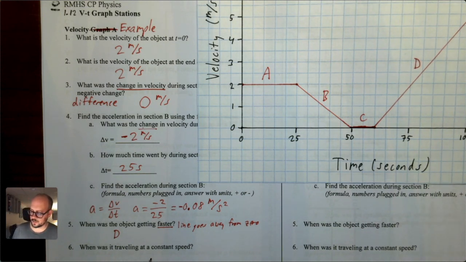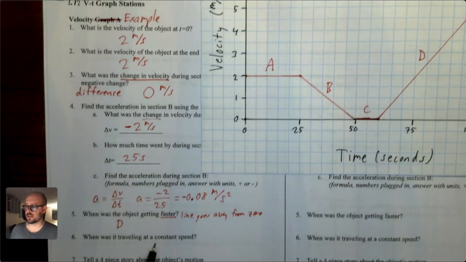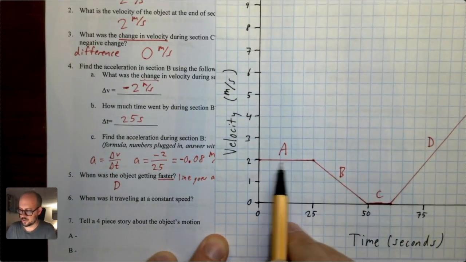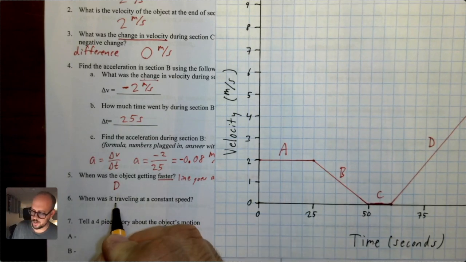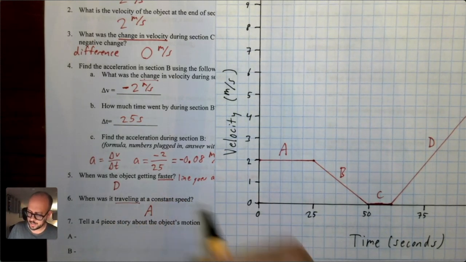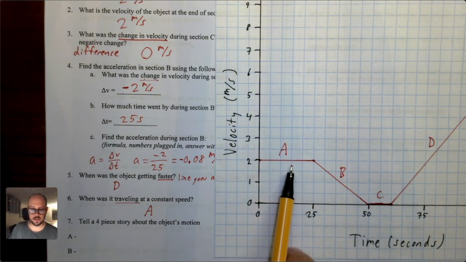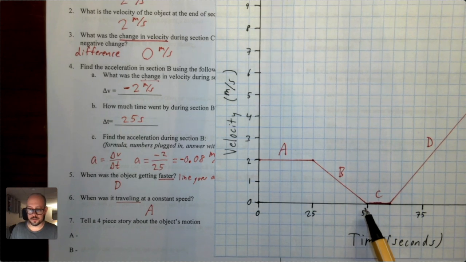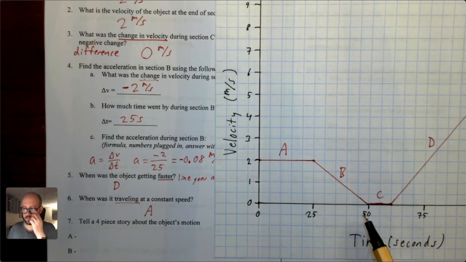When was it traveling at constant speed? I mentioned that at the beginning, but constant speed is when the velocity is not changing. And now traveling means moving. So the only answer for this one is A. That's constant speed of 2 meters per second. Technically, C is also constant speed, but it's not moving, so it's not traveling at constant speed.